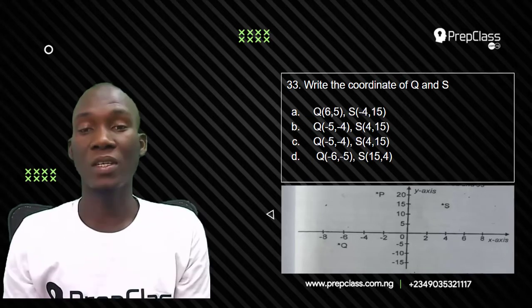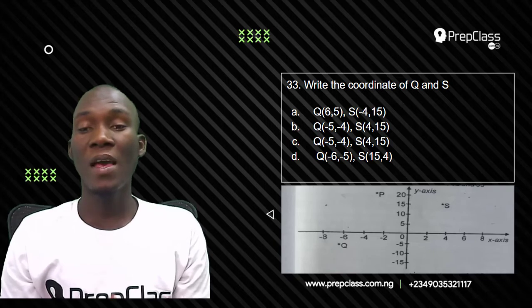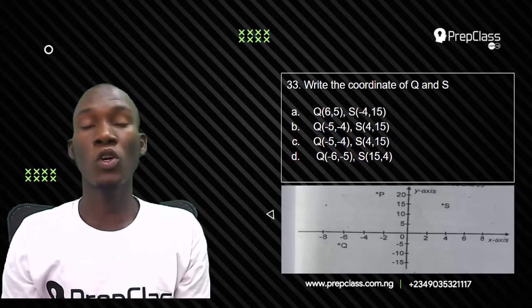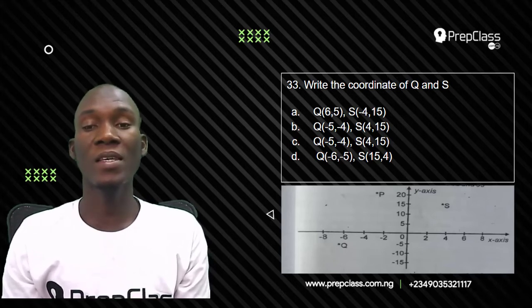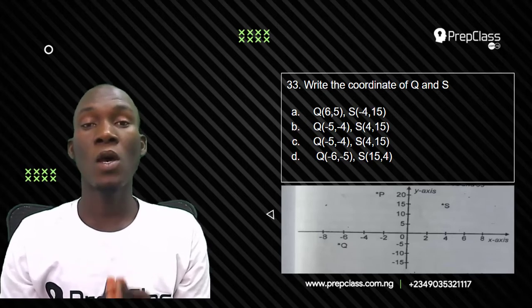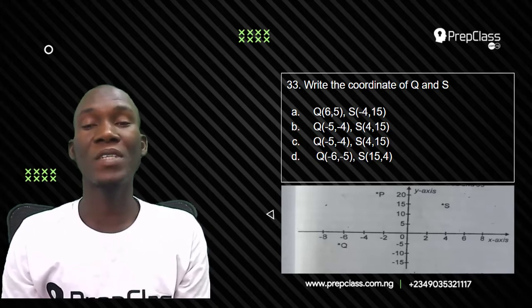Question number 33. Write the coordinate of Q and X. A, Q, open bracket 6, 5, close bracket, X, open bracket minus 4, close bracket 15. B, Q, open bracket minus 5, minus 4, close bracket, X, open bracket 4, 15, close bracket. C, Q, open bracket minus 5, minus 4, close bracket, X, open bracket 4, 15. Then the last option, D, Q, open bracket minus 6, minus 5, close bracket, X, open bracket 15, 4.